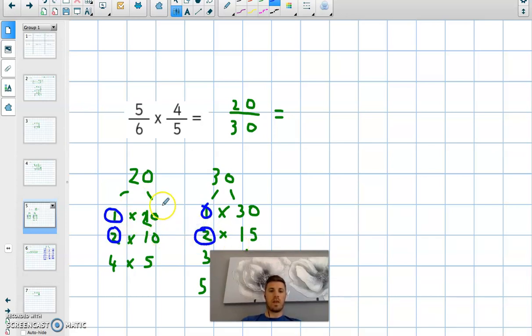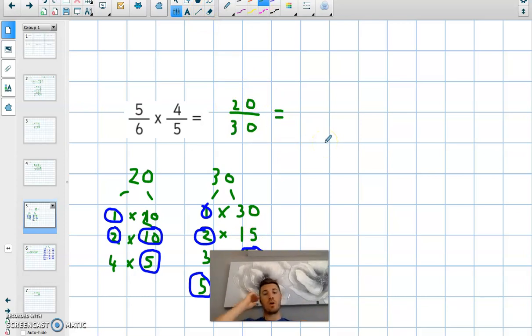I can see that 5 definitely does. And I can see that 10 does. Right, okay, so what's the highest of those common factors? Well, I know 10 is. So what I'm now going to do is use 10 and divide the numerator and the denominator by that number. And that will then simplify the fraction to its smallest possible fraction.